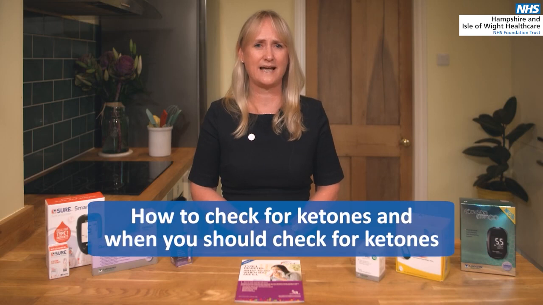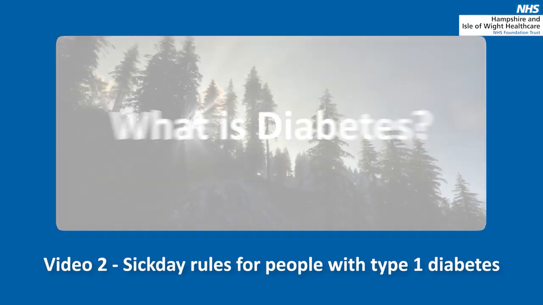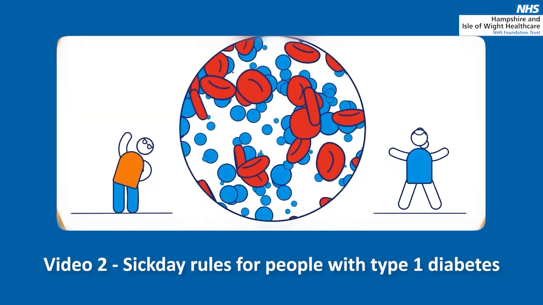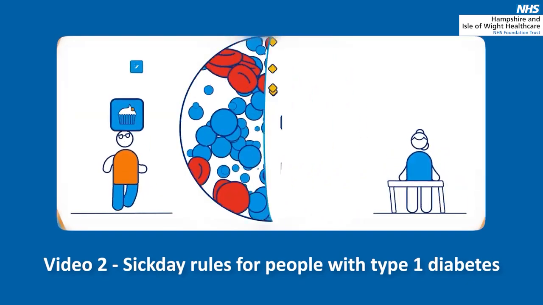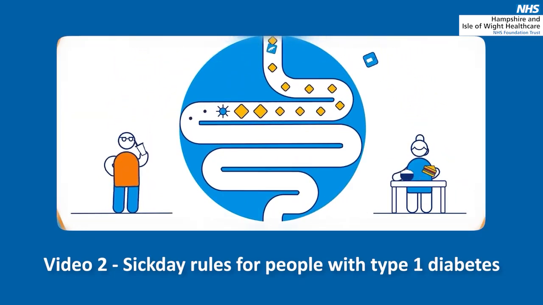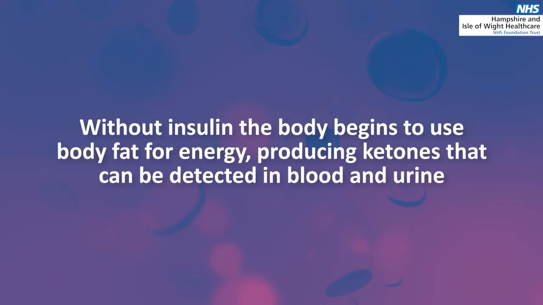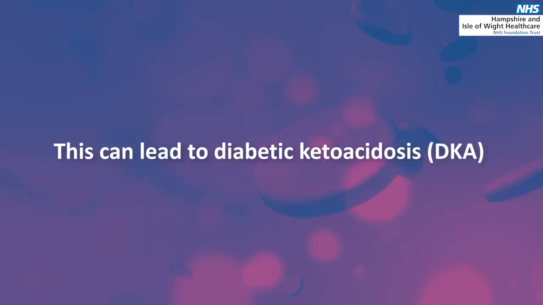This video will explain how to check for ketones and when you should check for ketones. You may want to look at video 2, What is diabetes?, to learn more about how a lack of insulin can cause the body to produce ketones, because the body cannot use glucose, which is the usual source of energy. Without insulin, the body begins to use body fat for energy, producing ketones that can be detected in blood and urine. This can lead to diabetic ketoacidosis, or in other words, DKA.